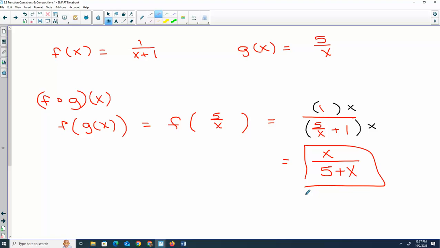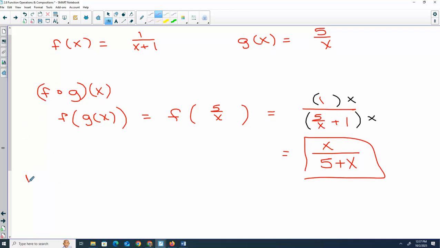So with my compositions, I can get an expression at the end. I don't just have to get a number. All right, what if I asked you for the domain of this? What does domain mean? What x can be. What can x be?